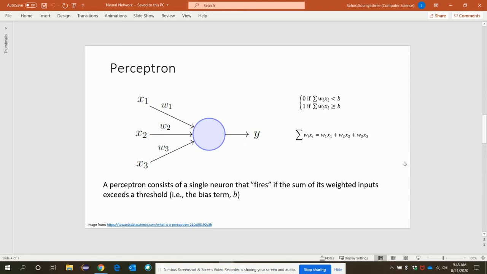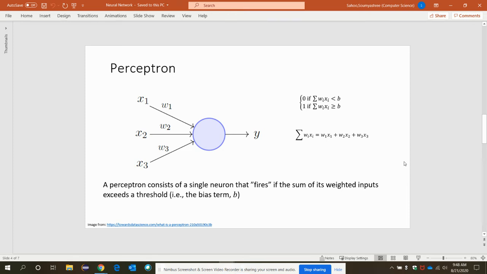Next, we are going to learn about a perceptron. So, what is a perceptron? To build up towards a useful multi-layer neural network, we will start by considering the not really useful single layer neural network, which is also called a perceptron.